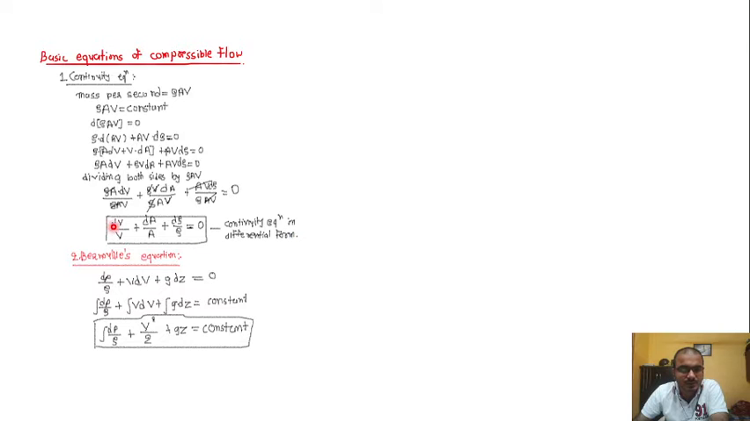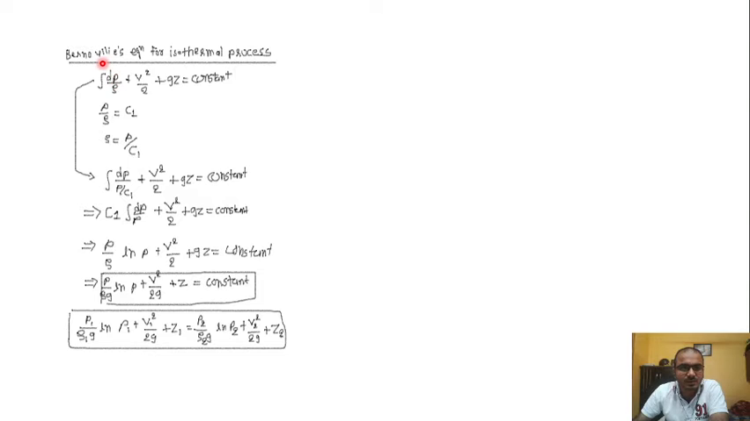The next topic was basic equations of compressible flow, in which first we derived the continuity equation in differential form, that is dV upon V plus dA upon A plus d rho upon rho is equal to 0. Then Bernoulli's equation in case of compressible flow is given by integration dP by rho plus V square by 2 plus gz is equal to constant. Here, as you can see, we haven't taken the density term outside the integration because density is variable in case of compressible flow.